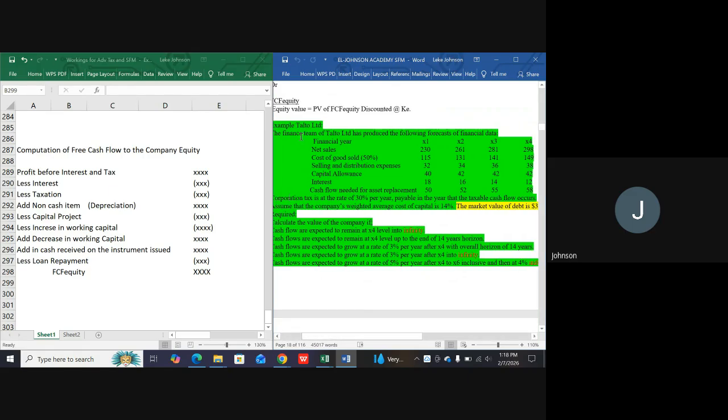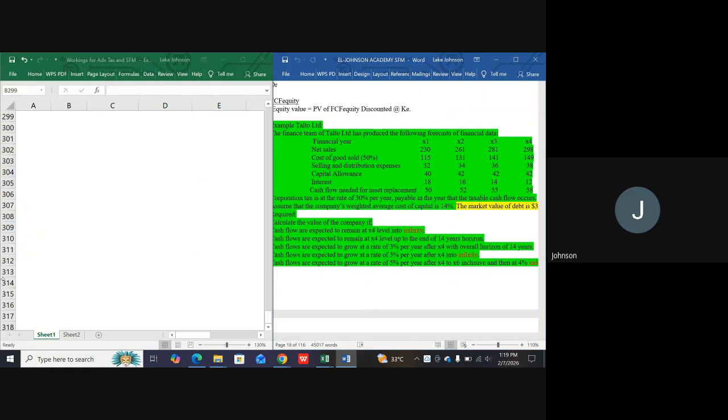Now they say that the finance team of Tato Limited has produced the following forecasts of financial data. So the first one, we have a financial year. Let's get 4 years. So we are trying to solve the solution to Tato Limited. We'll say solution to Tato Limited. The first thing we're going to do is have that financial year.